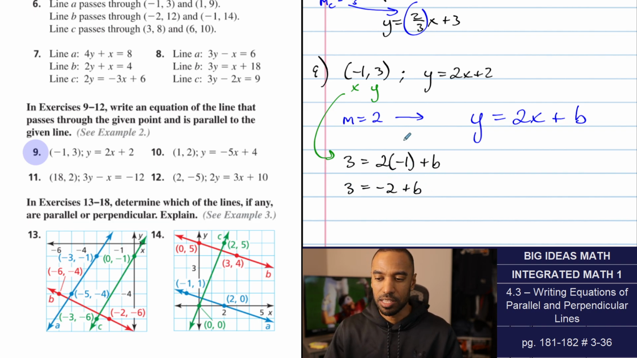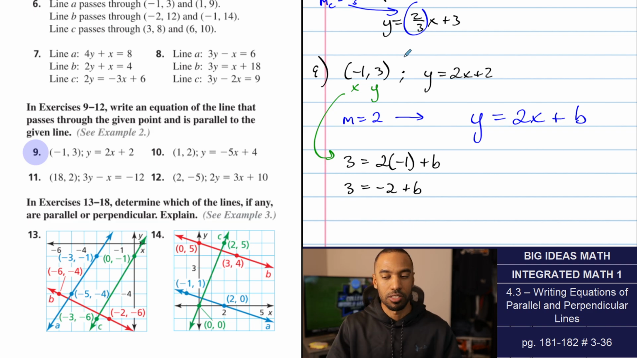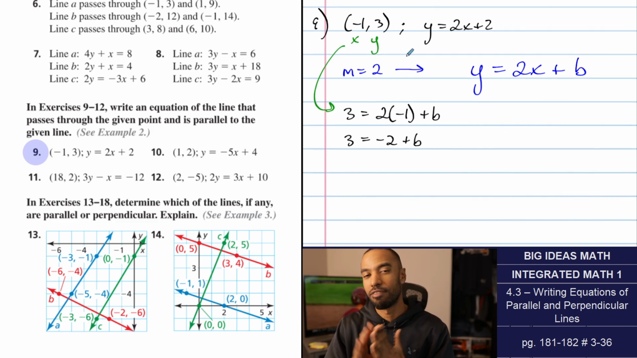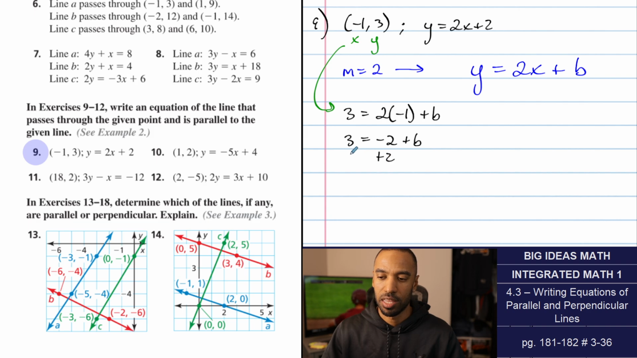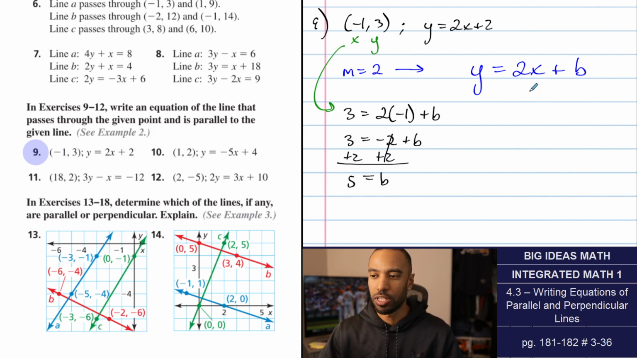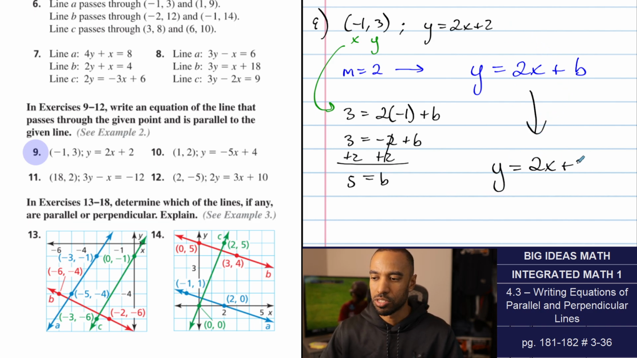See, the whole idea behind this is a solution to an equation on the line. So this should make the left side equal the right side. What value of b makes the left side equal the right side there? If I add 2 to both sides, I get a b value of 5. This means that my final equation will instead say y equals 2x plus 5.